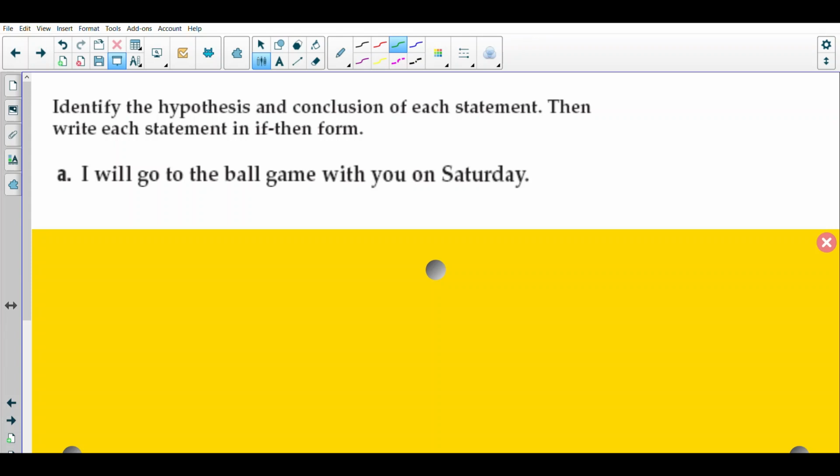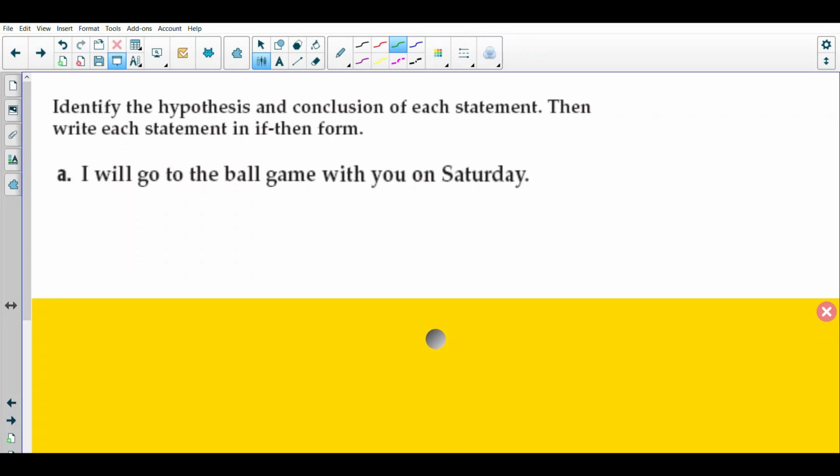This is where it gets a little bit trickier because it's not in if-then form. Now it says identify the hypothesis and conclusion right away, but I would say change to if-then form and then flip it. What part is more dependent on the other is what you've got to ask yourself. So, I will go to the ball game. You can say it multiple ways. If I go to the ball game, then it is Saturday. Well, that doesn't make a whole lot of sense. But if you switch it, if it is Saturday, then I'll go to the ball game with you. That makes a little bit more logical sense of how you'd set up that conditional thought process.